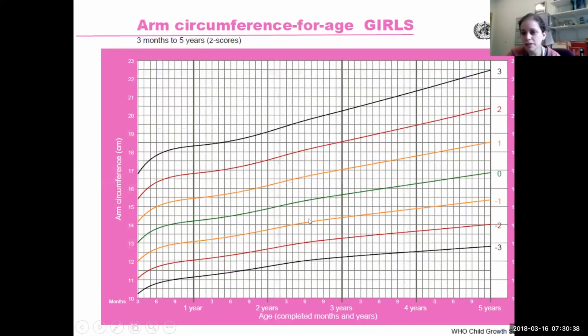And you also have arm circumference, especially if you're in an area where you don't have all the equipment to get a good weight and length. Arm circumference, you can also get Z-scores, and it's a pretty good marker of nutritional status, at least for wasting.